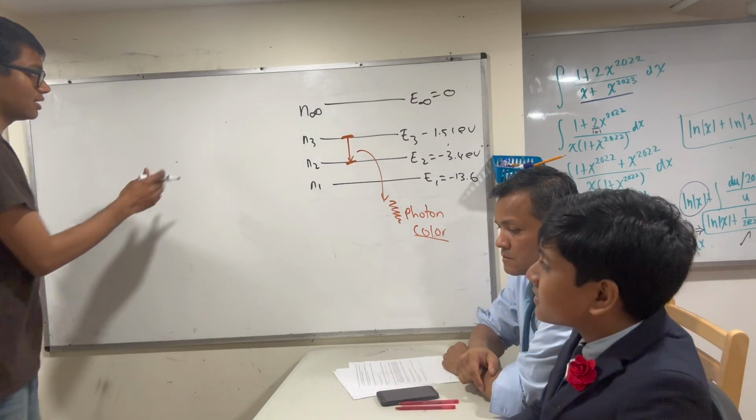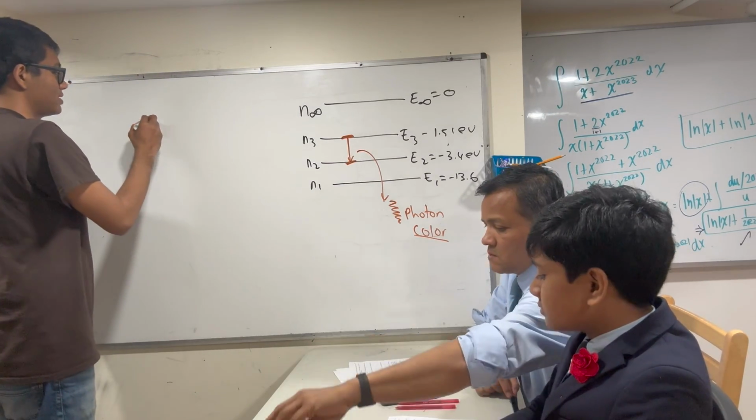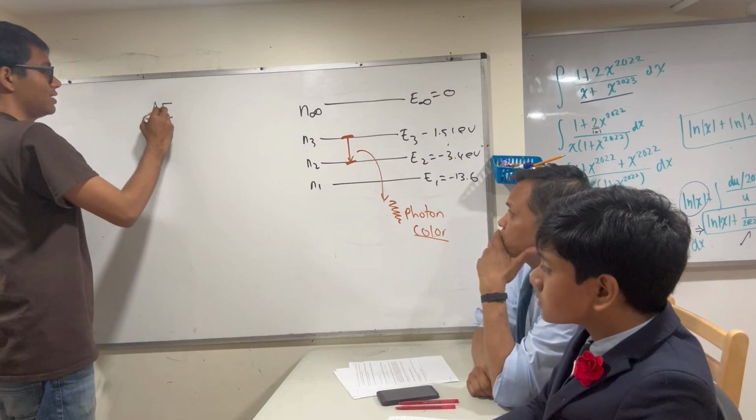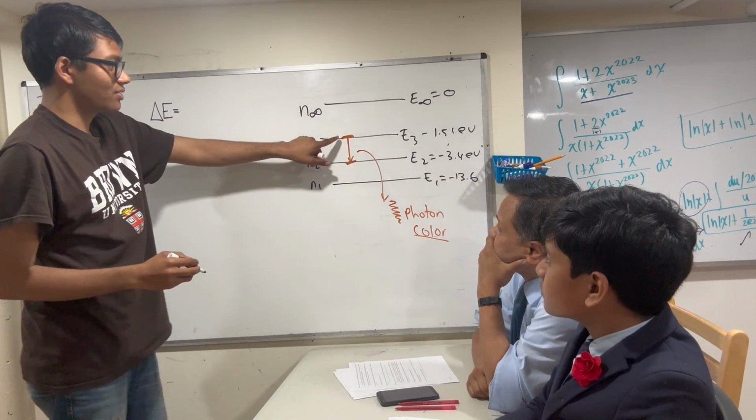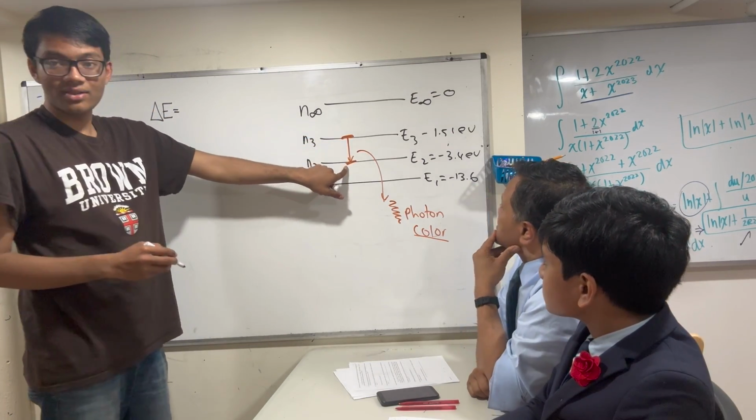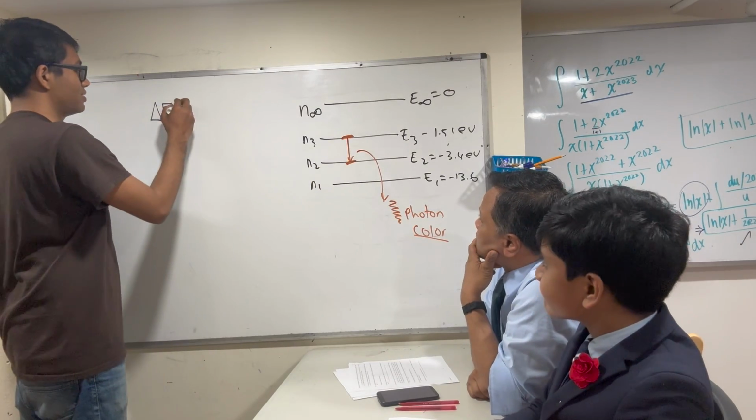Okay, folks. So let's take a look at the solution. First, all we have to do is calculate how much energy the electron lost as it jumped from N3 to N2. Okay, so what we have to do is E3.